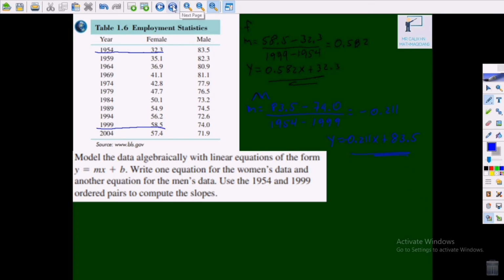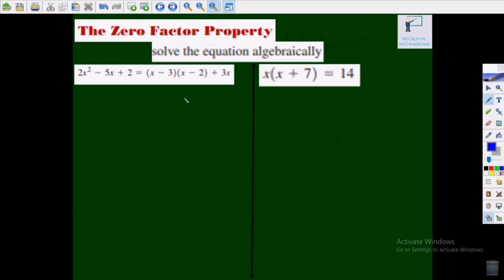Let's continue with the next type of exercise. It says the zero factor property. Solve the equations algebraically. We're going to go back to black color. And what we're going to do here is use our FOIL to solve this equation. 2x squared minus 5x plus 2, we cannot add or subtract because they don't have any like terms. But in this case, this is a multiplication of FOIL.